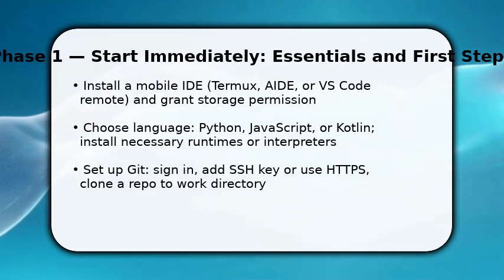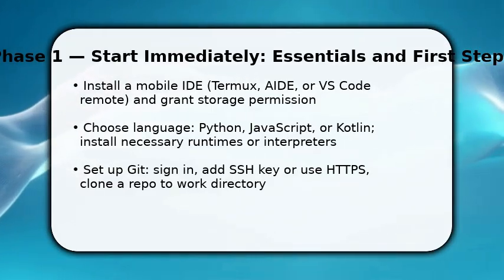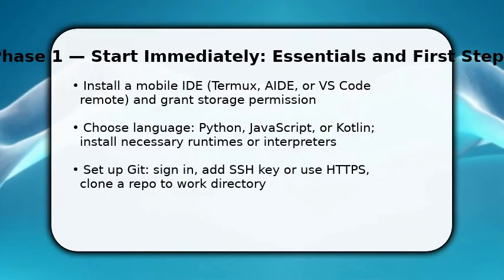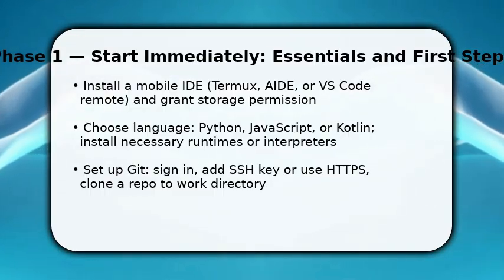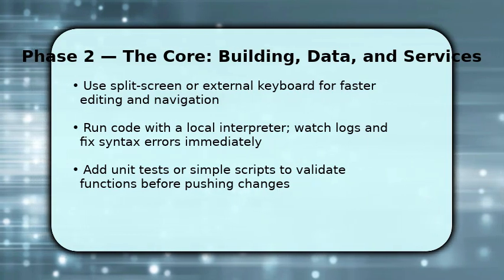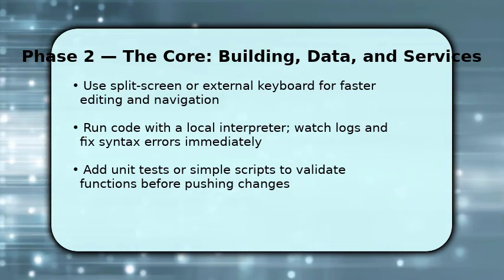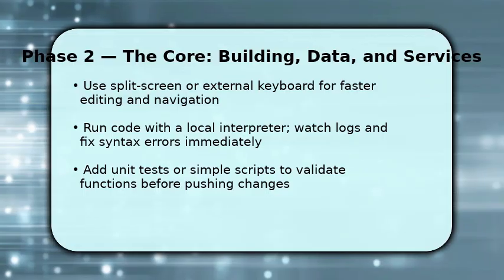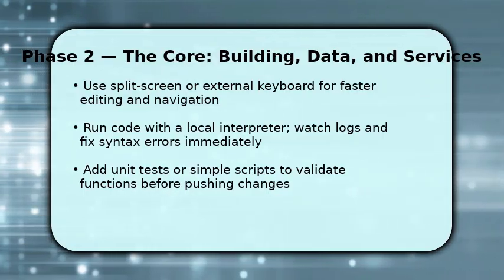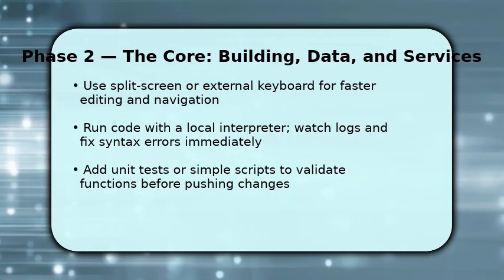You need a comfortable keyboard and a stable internet connection. These let you edit, run, and sync code without interruption. You now write and iterate. Open files, modify functions, and run them to see results. Use an external keyboard or split screen to speed edits and run the interpreter to catch errors quickly.